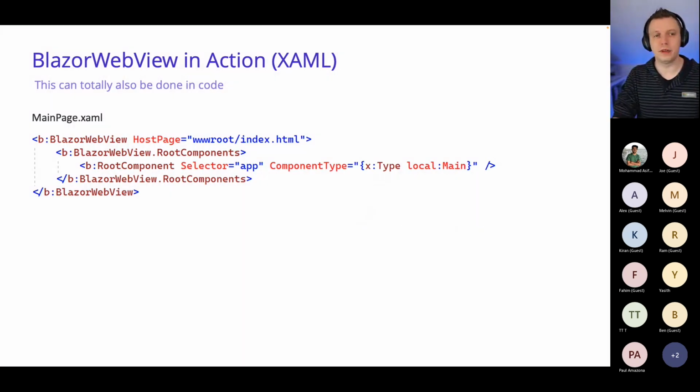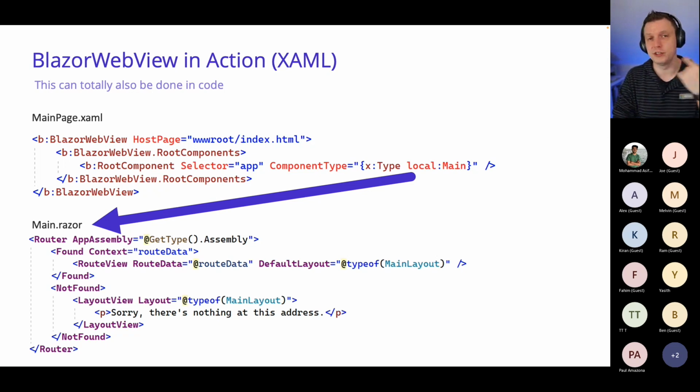Now, how does that work? This can also be done in code, but in XAML, it's just the way I like to work. It's going to be the default for the templates. So we have this Blazor Web View. It refers to a little host page, like, hey, this is the bootstrapper page that we want to do all the things on. We have a root component, we have a little selector, and we have a component type, which kind of points to the object that bridges us to the Blazor world. So that's our main.razor. And again, here we see that router that I explained earlier. It looks a little bit different, but it does exactly the same thing. I'll show you this in a demo in a little bit.